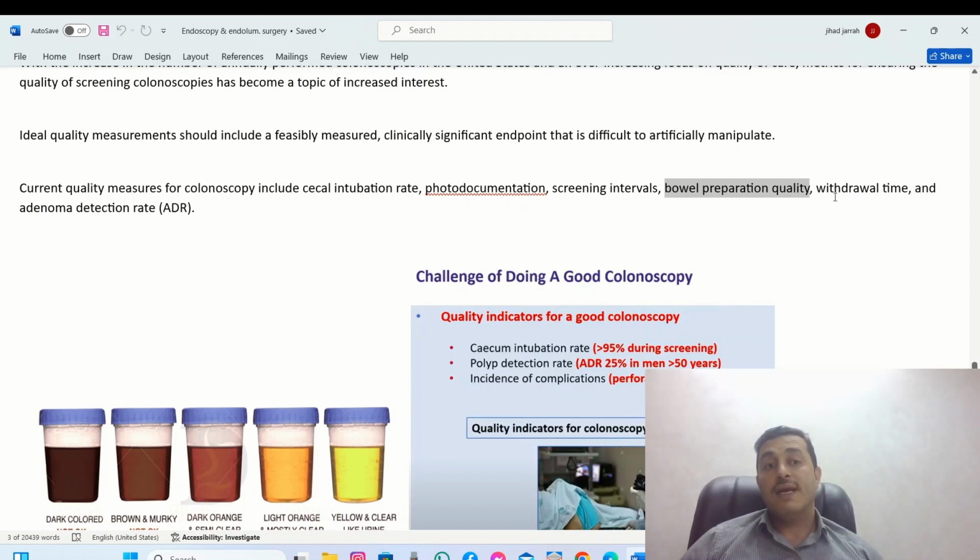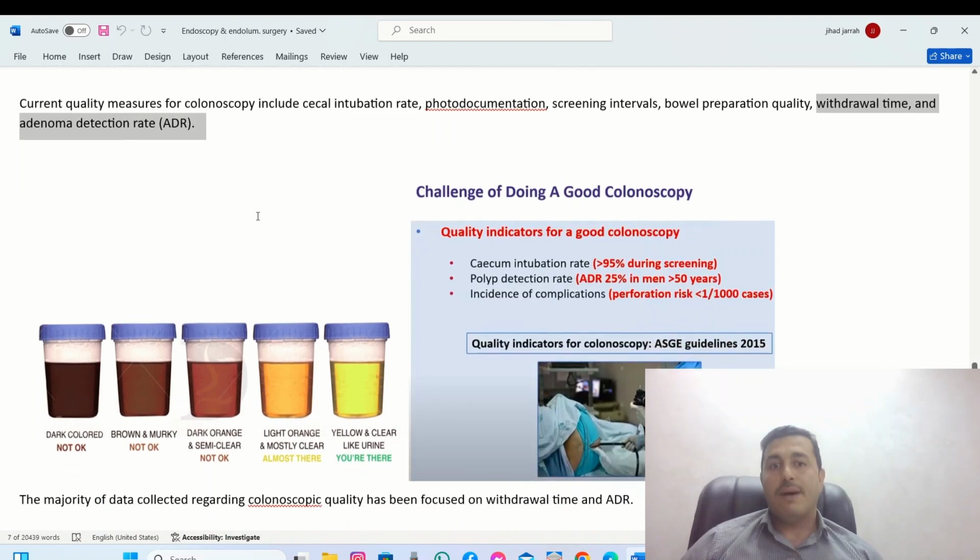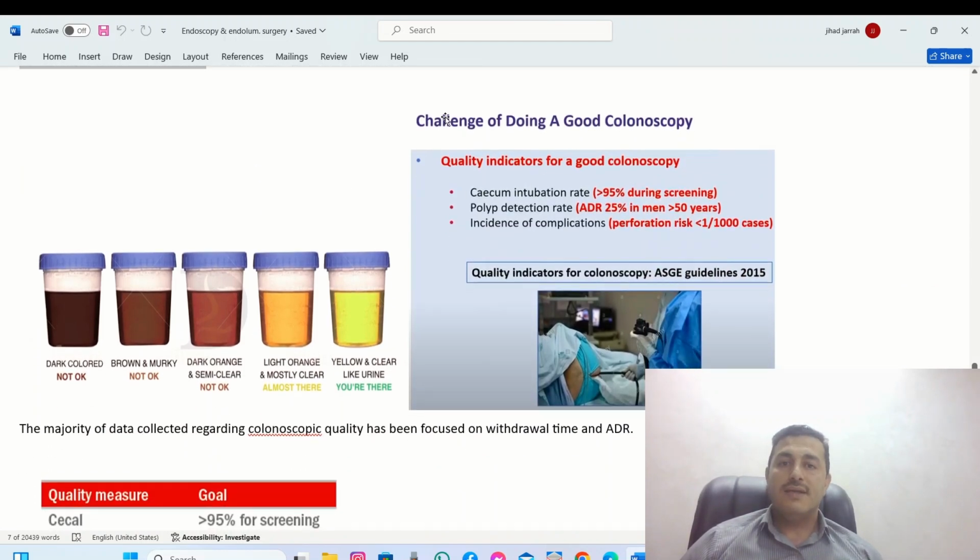It is the desired color of the stool before proceeding to colonoscopy. And the last two measures, the most important, and we will talk about them, are the withdrawal time and the adenoma detection rate. We will talk about them. You can see here that for cecal intubation, to say this is good quality, it should be more than 95% during screening colonoscopy.